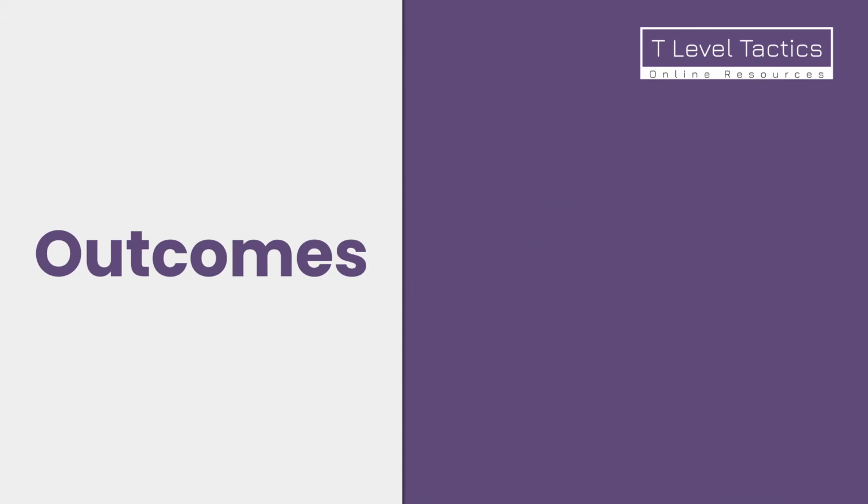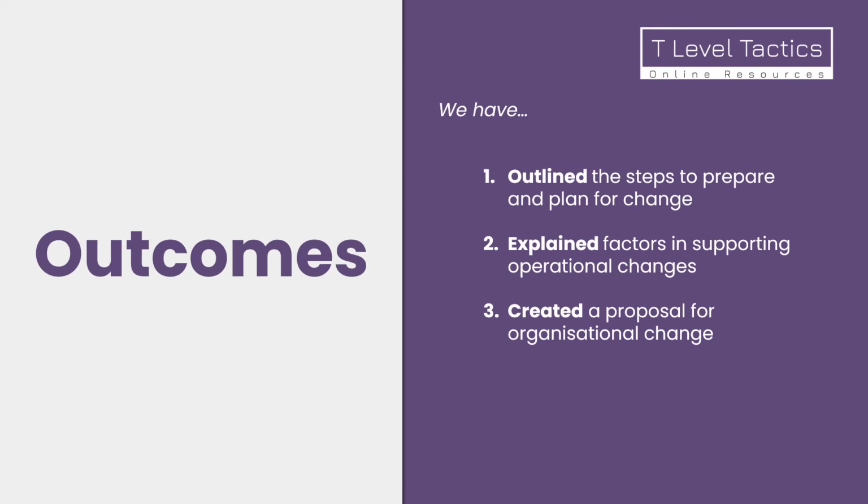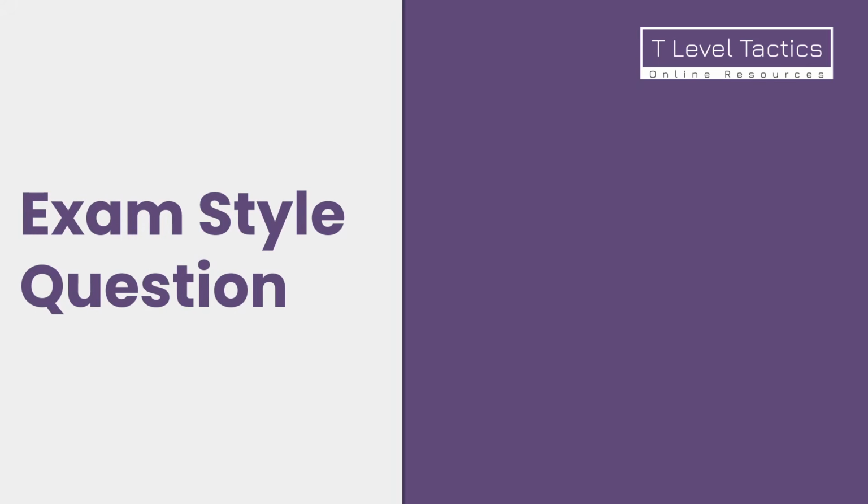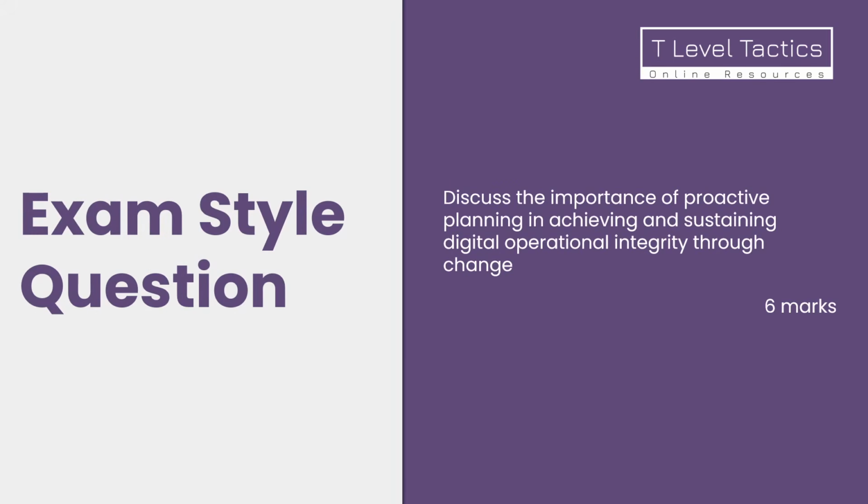Okay, so in this video, we've outlined the steps to prepare and plan for change. We've explained the factors in supporting operational changes. And finally, we created a proposal for ABC Marketing to potentially make a change to a cloud storage system. So we should be ready to have a go at this exam question. Discuss the importance of proactive planning in achieving and sustaining digital operational integrity through change. It's worth 6 marks. So this could be where you make 3 different points and then you discuss what's good and bad about those points in order to get those 6 marks.